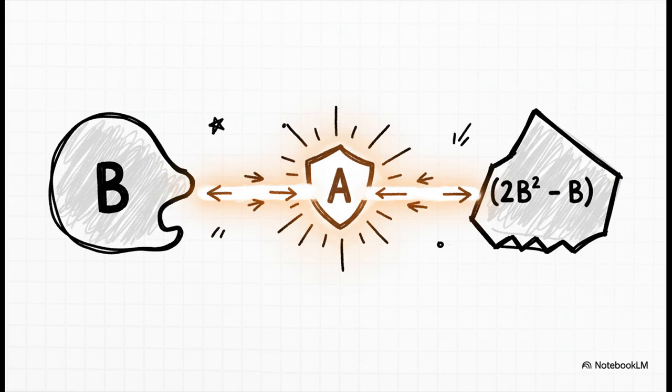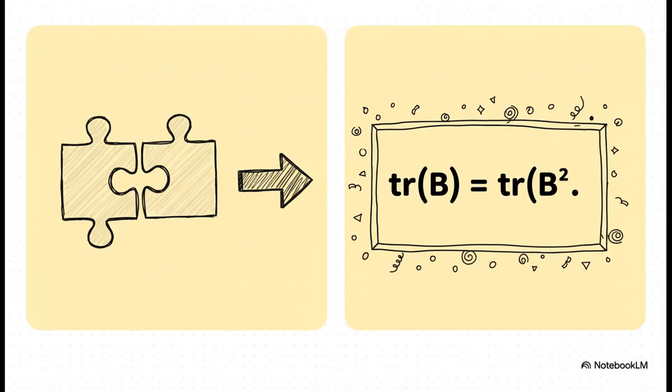And since they're similar, you know what that means? They have to have the same trace. So trace of B has to equal trace of 2B squared minus B. Now, the trace has some nice properties, so we can split that right side up into 2 trace of B squared minus trace of B.